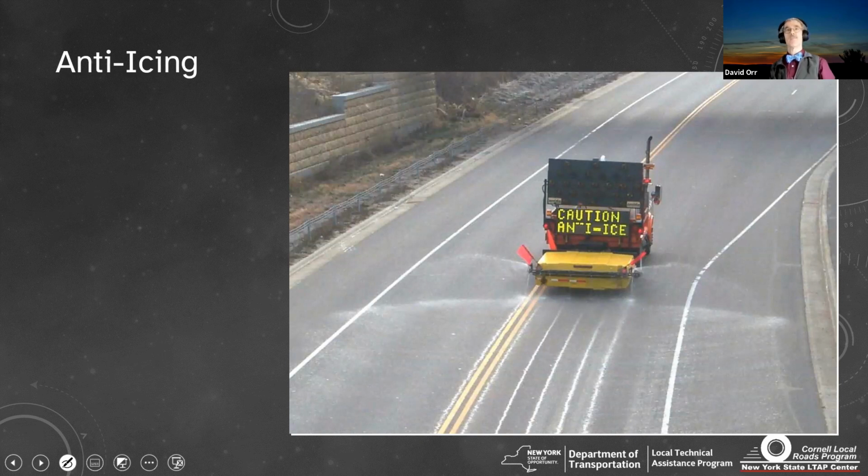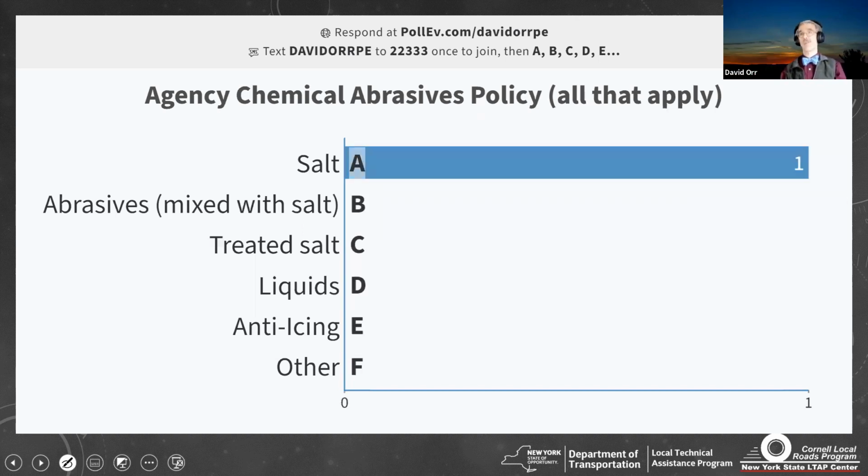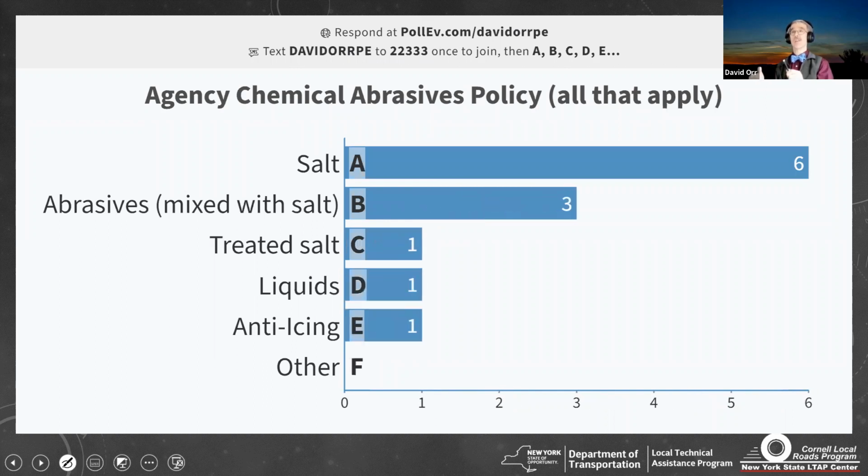So let's talk about your chemical and abrasives policy. I've listed 6 possible things you could have in your policy, your overall plan. You have salt, and by the way, when I say salt, I mean sodium, calcium, and or magnesium chloride, okay? So do you use salts? Probably yes, probably everybody. You can check all these, by the way.